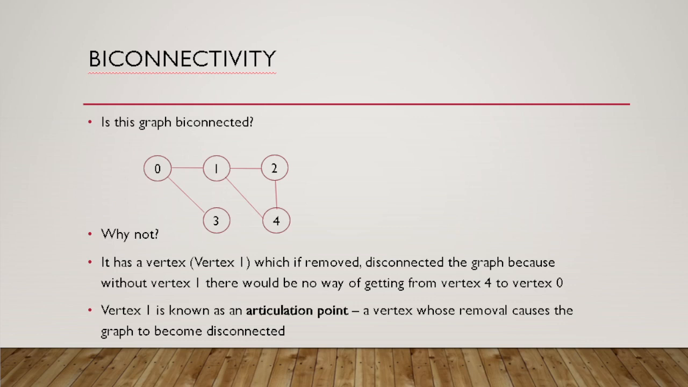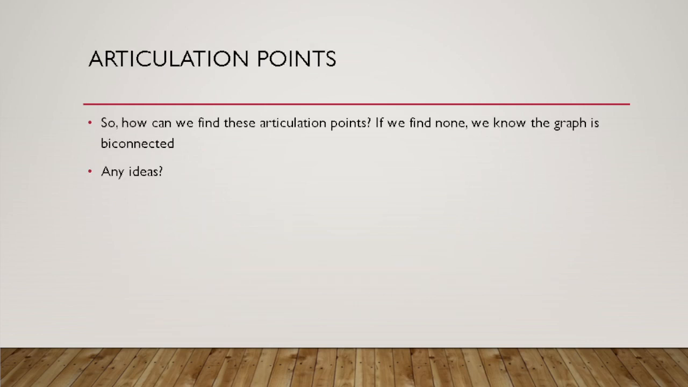Similarly, vertex 0 does it as well, because if vertex 0 was removed, I couldn't get from vertex 3 to vertex 1, right? So vertex 1 is known as an articulation point. That means it's a vertex whose removal causes the graph to become disconnected. And in order to determine if a graph is bi-connected, we could try to find the articulation points, because if we don't find any articulation points, we know the graph is bi-connected.